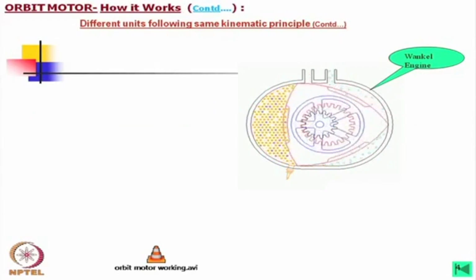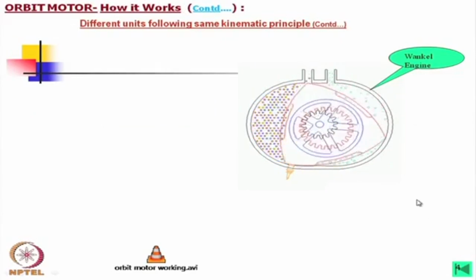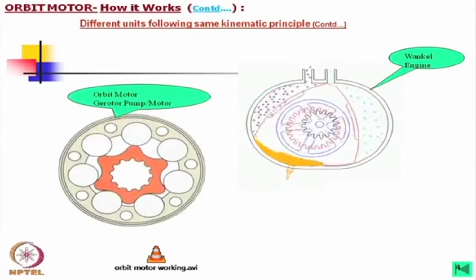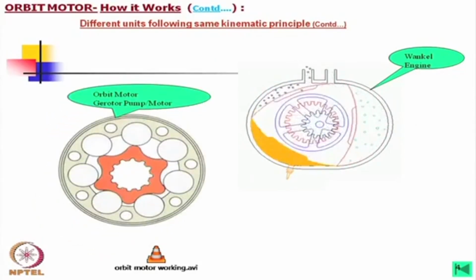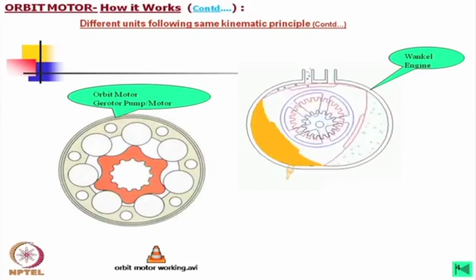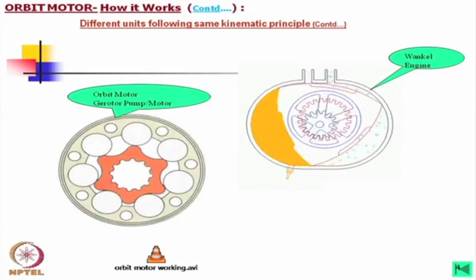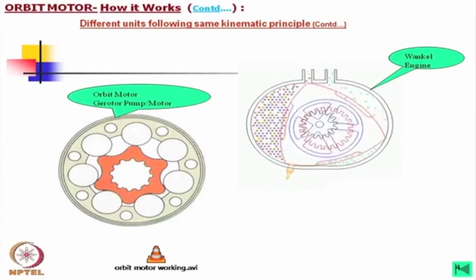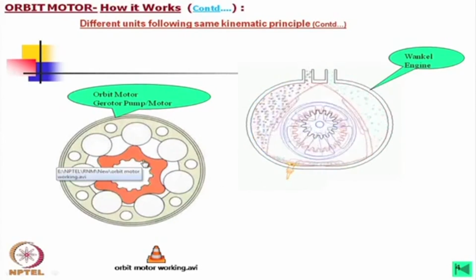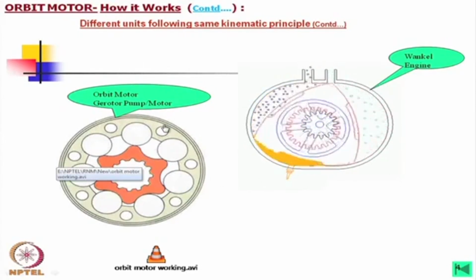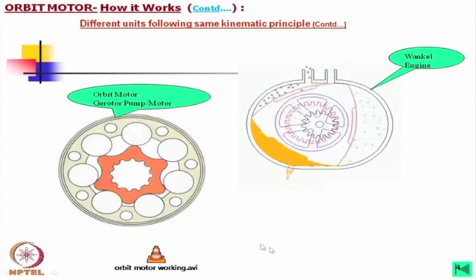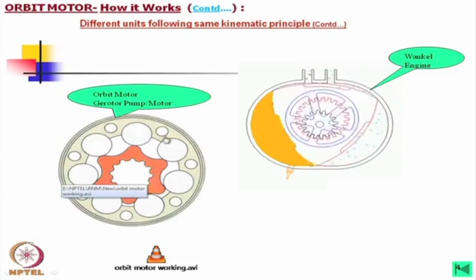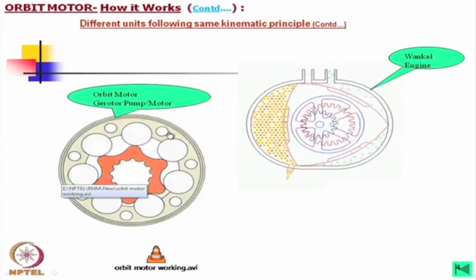Now, with this Wankel engine, if we compare, we can think of the machine which I shall discuss today, that is the orbit motor. But here what is shown is that there is an inside member and there is an outside member. The inside member is called the star and the outside member is called the ring.